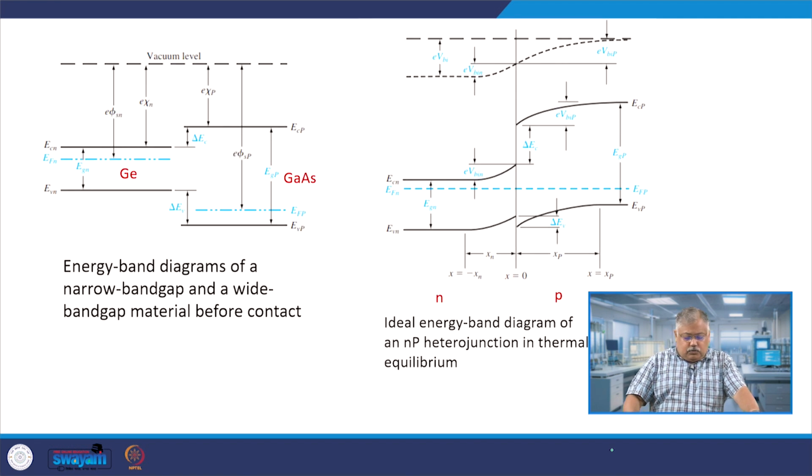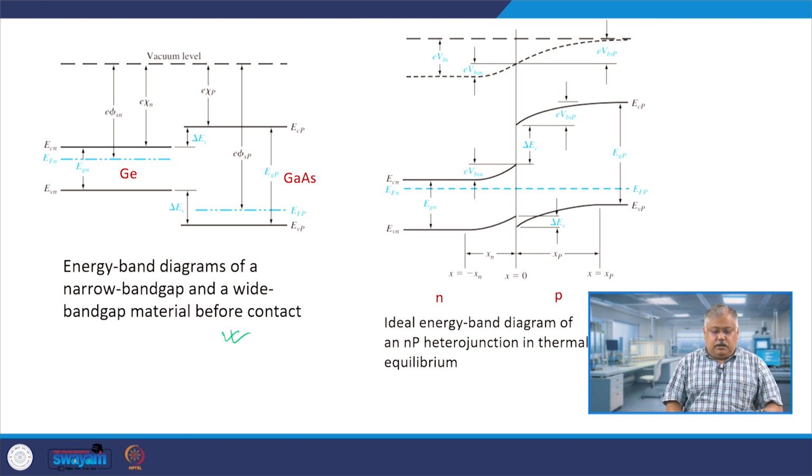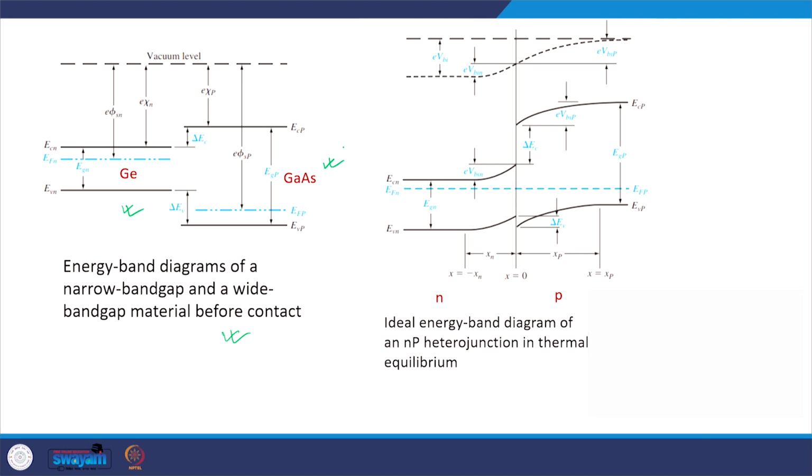So, now let us come to the energy band diagram of a narrow band gap and a wide band gap material, right. On the left hand side, this is before the contact, right. Before the actual contact of the materials has been made, this is the band gap. As you can see, this is basically germanium and gallium arsenide. You remember the difference in the lattice constants is even less than 0.13%. So, this is what I was talking about.